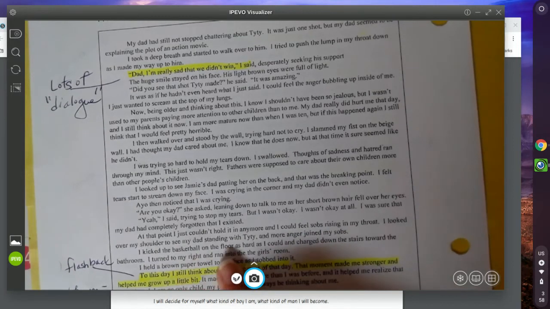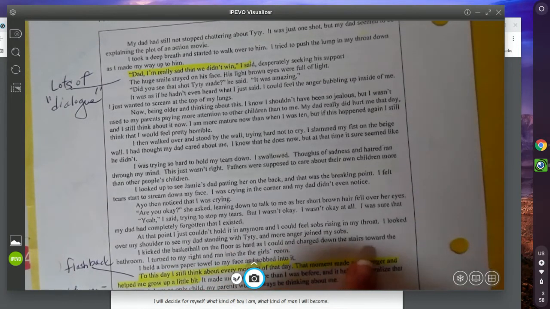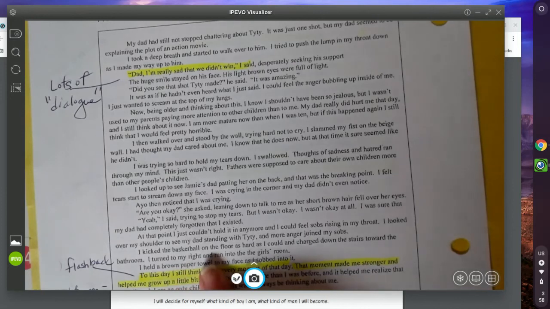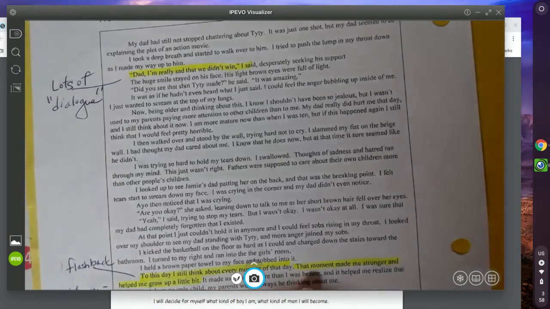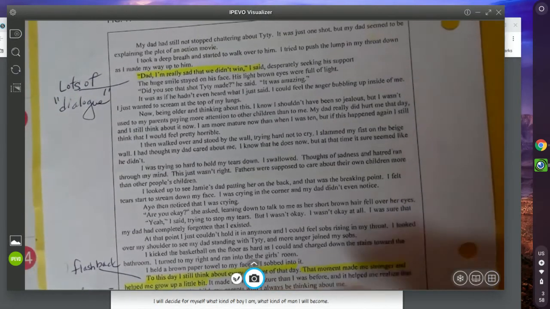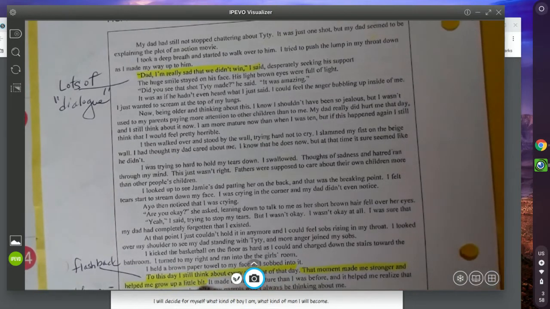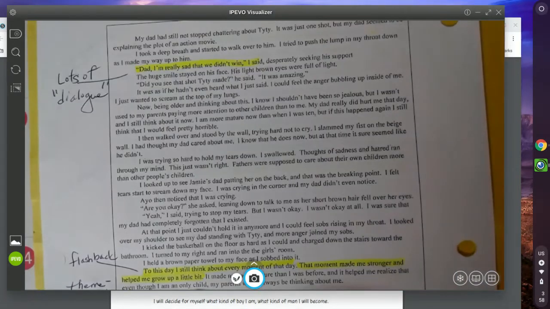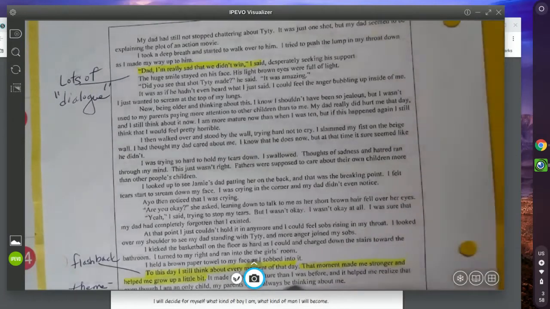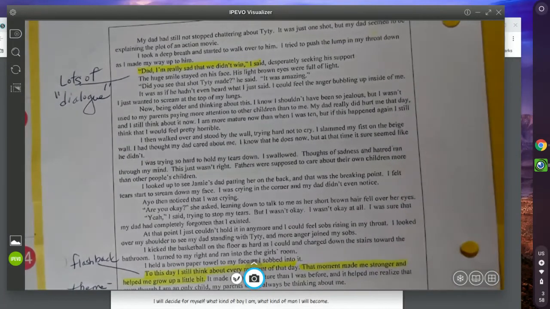I kicked the basketball on the floor as hard as I could and charged down the stairs toward the bathroom. I turned to my right and ran into the girls' room. I held a brown paper towel to my face as I sobbed into it. To this day, I still think about every moment of that day. That moment made me stronger and helped me grow up a little bit. It made me more mature than I was before, and it helped me realize that even though I am an only child, my parents won't always be thinking about me.